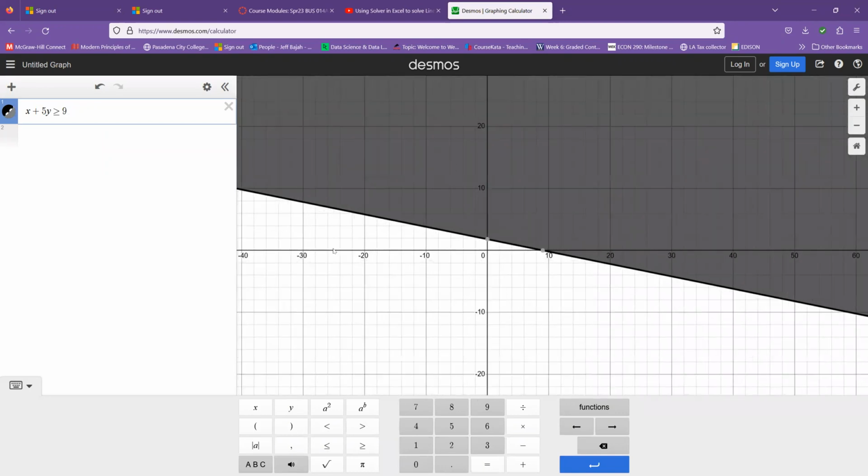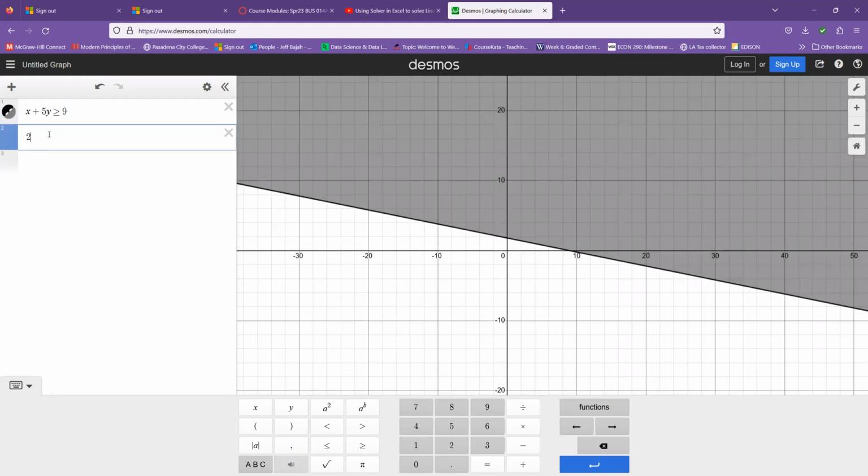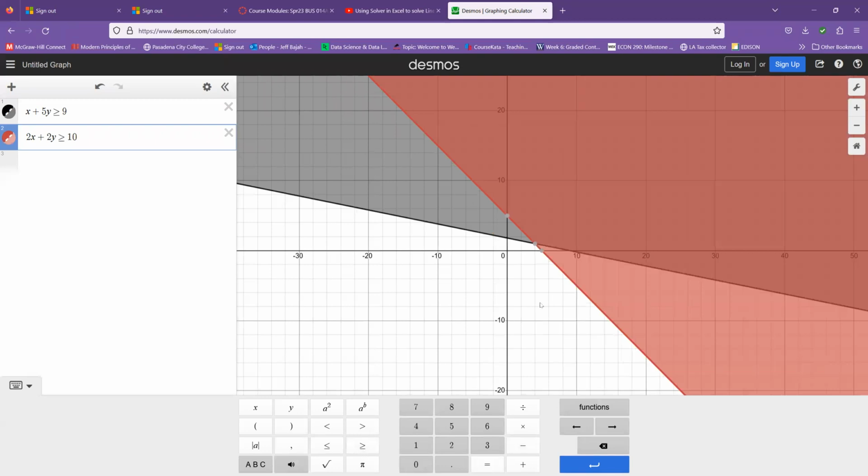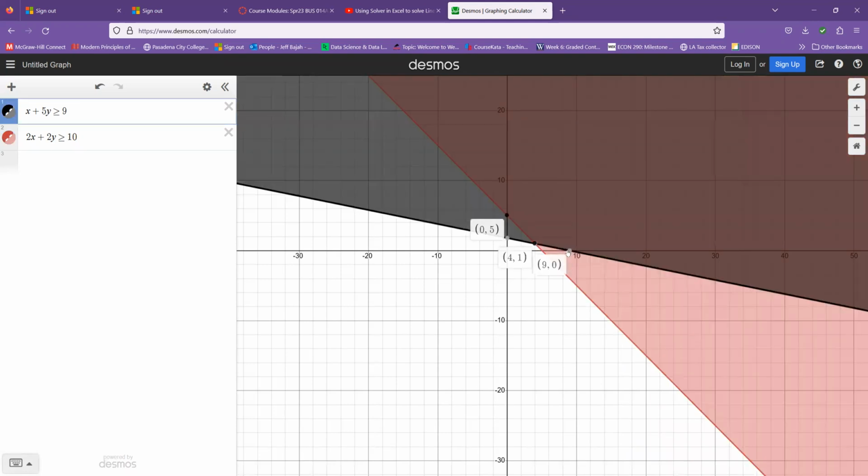So maybe we should make it a little bit bigger, right? So that it gives us, so x plus 5y is equal to 9, and the second one is 2x plus 2y is equal to 10. So you see we have 0 and 5, 4 and 1, and 0 and 9, 9 and 0, sorry.